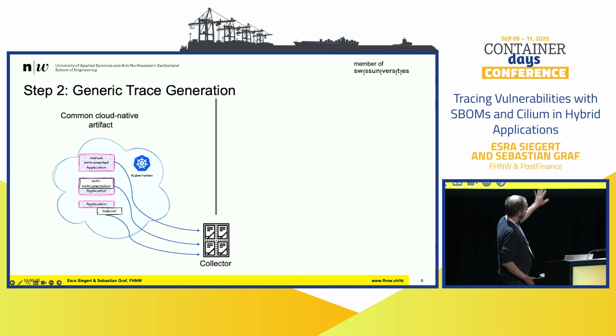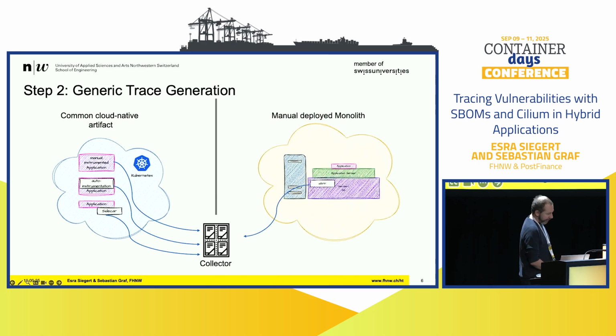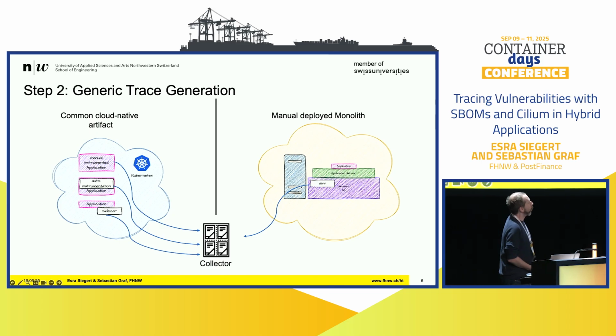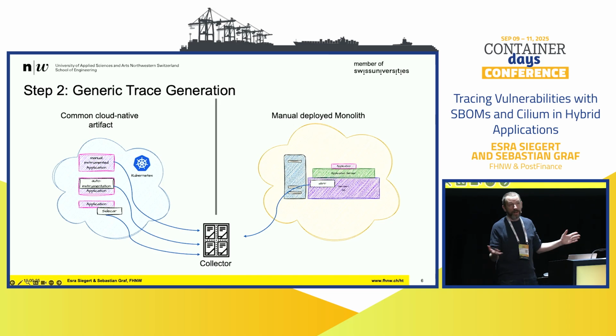So we are going to have our traces, and we are going to push our traces to any kind of collector. In our example, it's a Jaeger instance. In the monolith, it's a little bit more complicated, but we found a way how to do it. Actually, we used eBPF to the rescue.